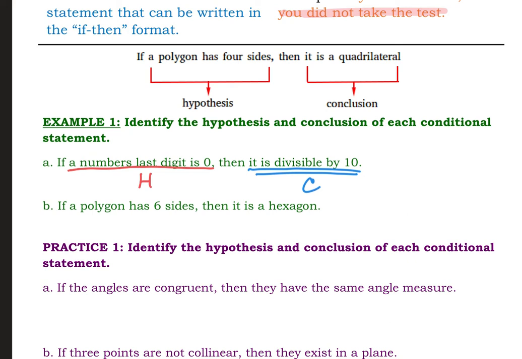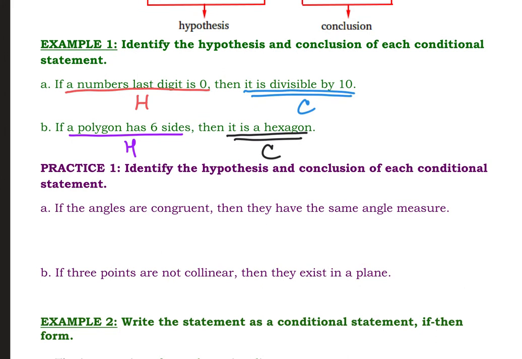All right, let's do the same thing with the next one. What is our hypothesis? If a polygon has 6 sides, then it is a hexagon. What follows the word if? Good, that's your hypothesis. And then our conclusion is it is a hexagon. All right, so I'm going to let you do the 2 practices. Let's just do A and B. And again, you're just going to underline and label it H, or underline and label it C, okay?